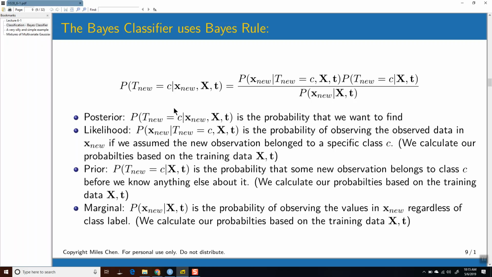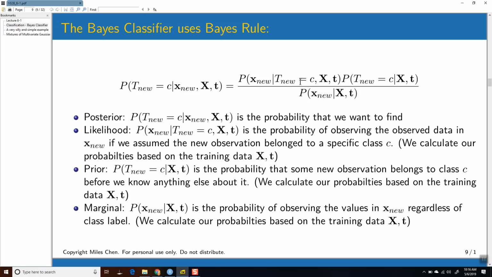I've labeled these posterior, likelihood, prior, and marginal, which are terms that get used frequently in Bayesian statistics, but again, this is not a Bayesian statistics method. We are using Bayes' rule, and so these labels still stick around. So anyway, the posterior is the thing that we want, the probability that our new observation belongs to label C, or class C.